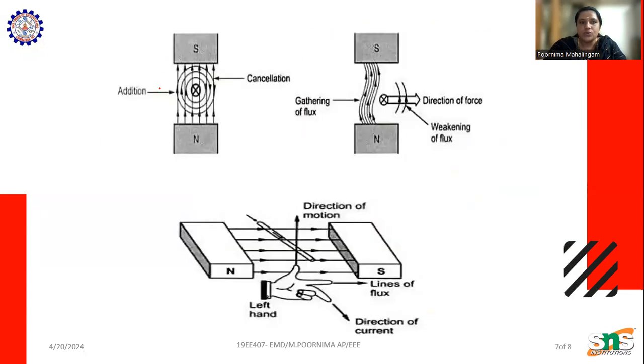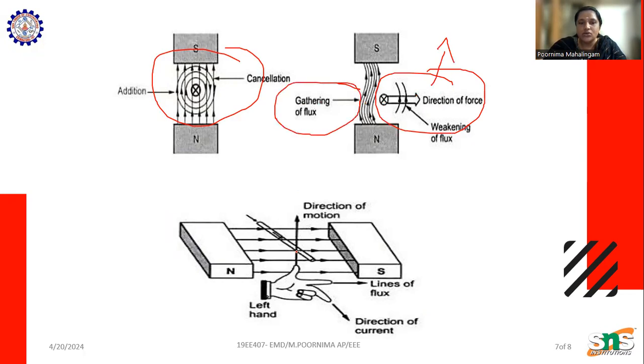Now you can see the force action, the direction of force, in this picture. If the force is more in one direction, the gathering of flux will be in the opposite direction. So the forces must be equal. Here are the direction of motion, the line of flux and the direction of current. This is the working principle of a DC motor.